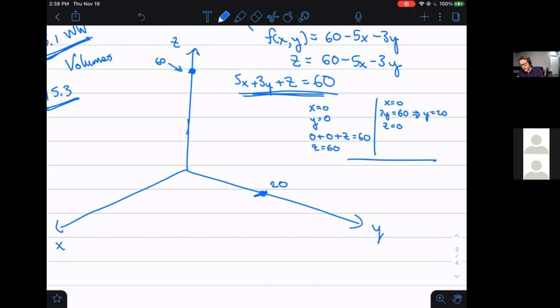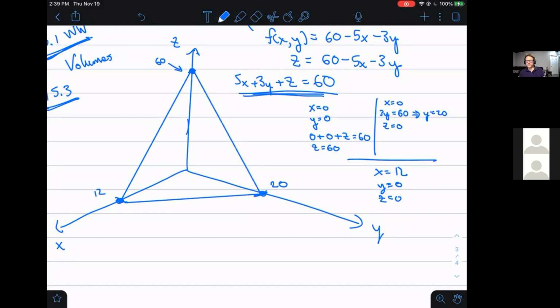And then finally, one more, right? What is x maybe when I have y 0 and z be 0? And so in that case, we would get what? 5x is equal to 60, so x would be equal to 12 altogether there. And so a plane that contains these 3 points, well, we could just go ahead and draw a plane here. Of course, just like lines or whatnot, planes continue on forever, but we only wanted the piece of the plane that lived in the first octant here, right?